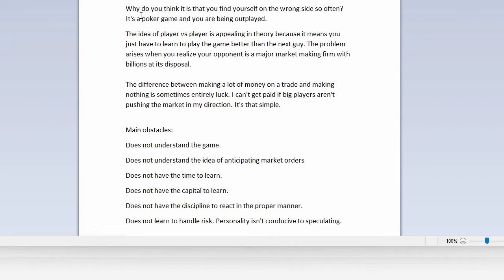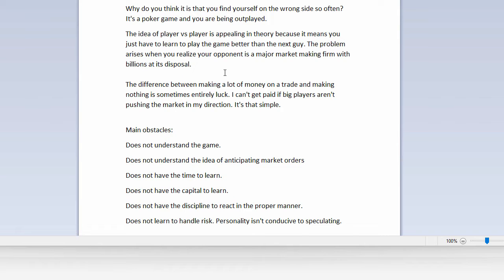The idea being, why do you think that it is that you find yourself on the wrong side so often? The answer being, it's a poker game and you're being outplayed. The idea of player versus player is appealing in theory because it means you just have to learn to play better than the next guy. The problem arises when you realize your opponent is a major market-making firm with billions at its disposal. I'm going to get into that in this video.